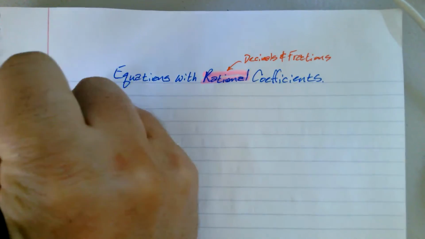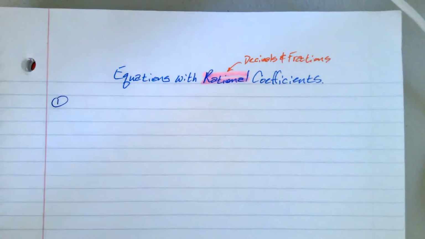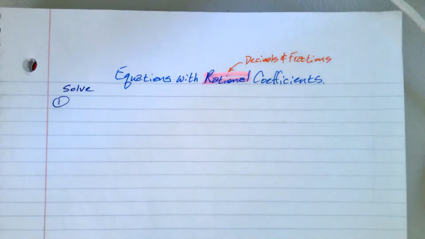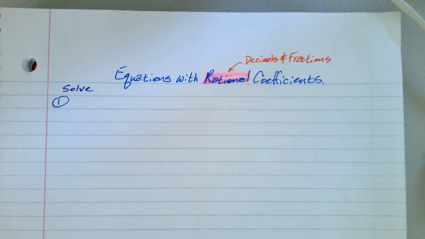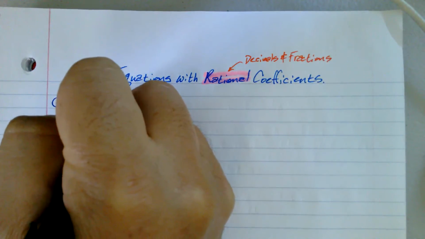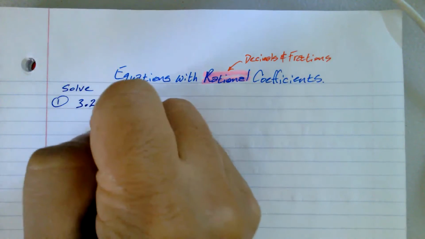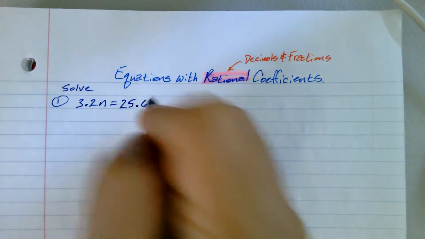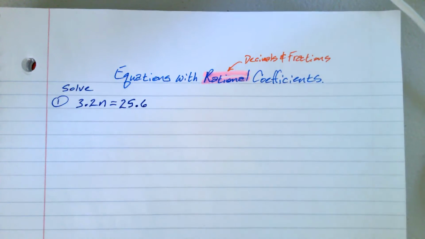The easiest way to do these is just solve them. So go ahead and write in solve. And let's get to it. Let's say 3.2 times n equals 25.6. Go ahead and write that down. 3.2 times n equals 25.6.